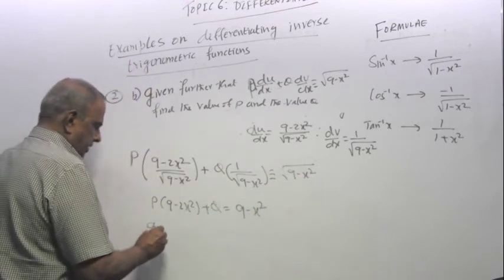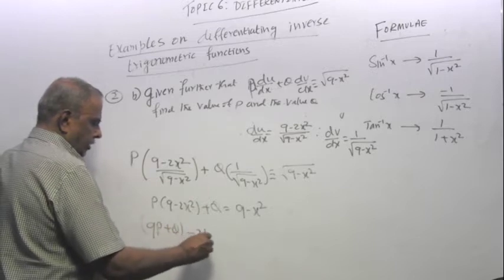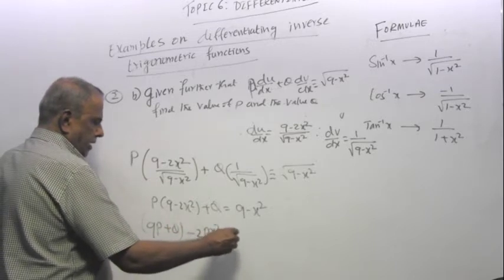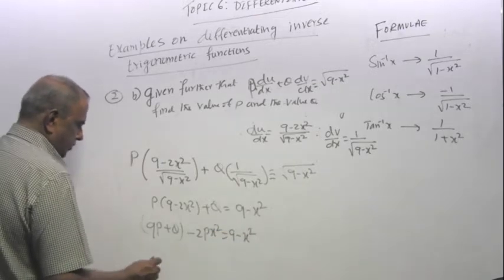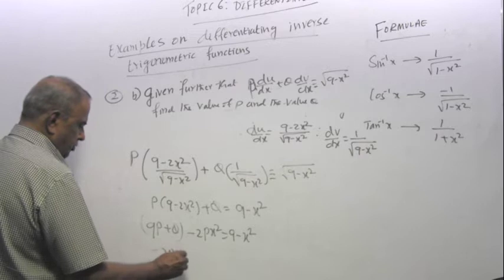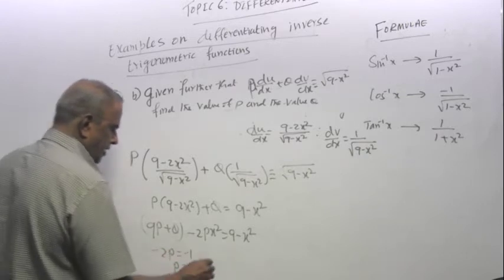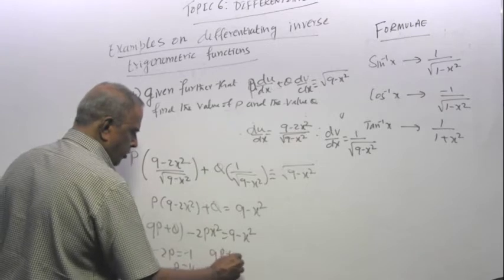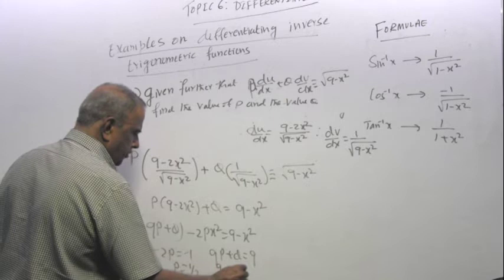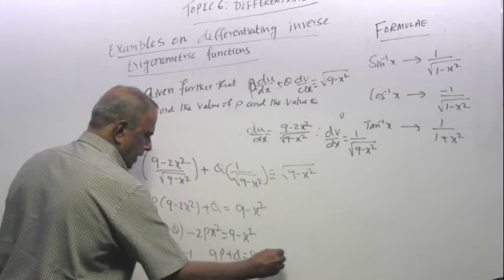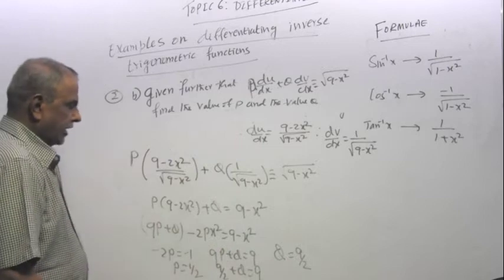Open the brackets. 9P plus Q minus 2PX squared equal to 9 minus x squared. Compare coefficients. Minus 2P equals minus 1. So, P is half. 9P plus Q equal to 9. 9 over 2 plus Q equal to 9. So, Q is also equal to 9 over 2. So, that's how you find P and Q.